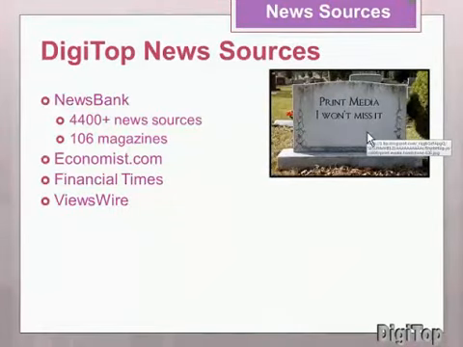We also include news sources to help you stay current with what's happening in the news. We offer NewsBank, which gives you access to a little over 4,400 newspapers and news sources around the world, as well as 106 magazines. We also have the Economist.com, we have Financial Times, and ViewsWire. And as we go through, as time permits, we'll walk you through a brief search in NewsBank just to see how it works.